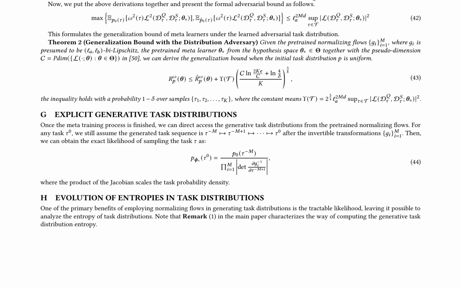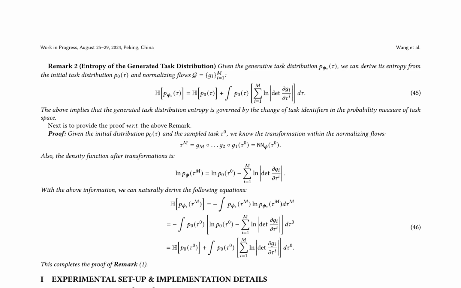Finally, the authors discuss the benefits of employing normalizing flows in generating task distributions, particularly the tractable likelihood, which enables the analysis of entropy in task distributions. Here is the entropy of the generated task distribution, denoted as p phi asterisk operator, tau, which is derived from the initial task distribution p0, tau, and normalizing flows g equals, gi, mi equals 1.